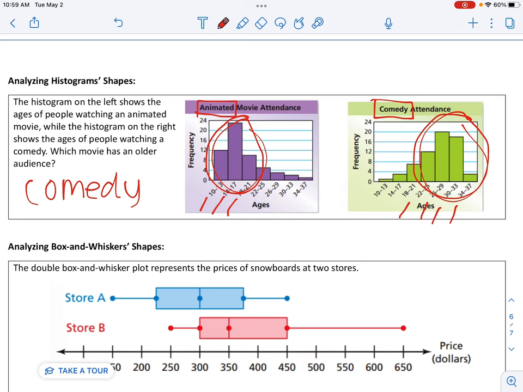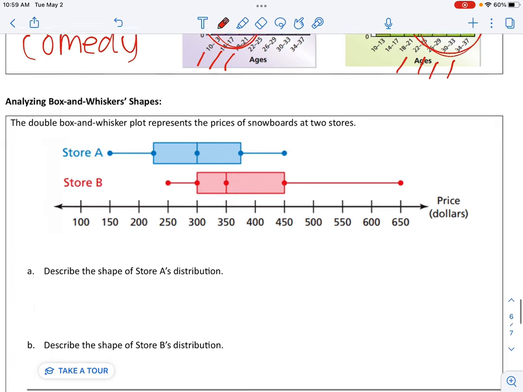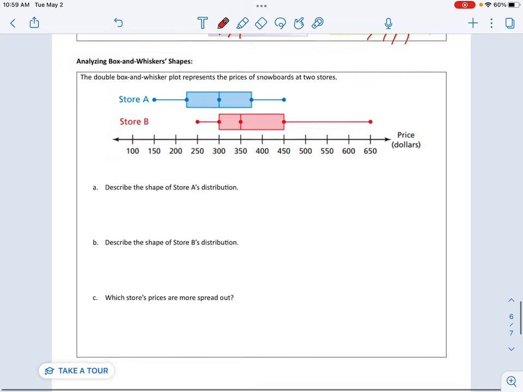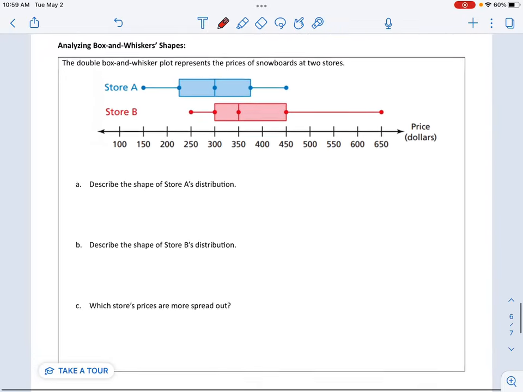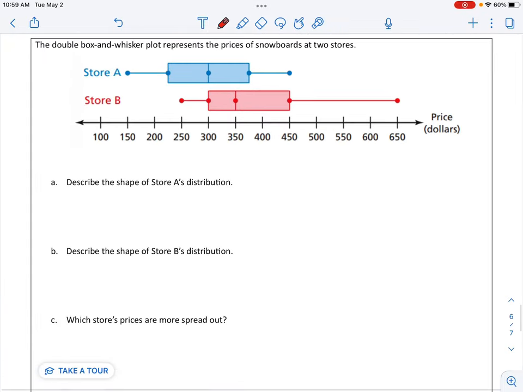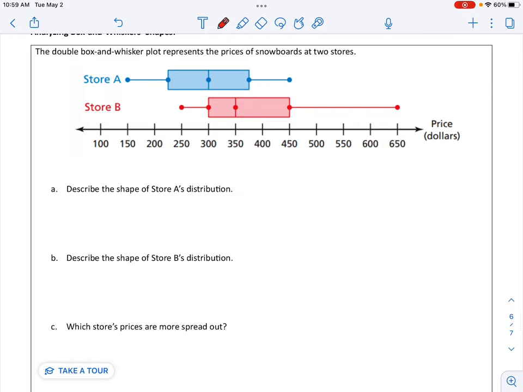Okay. All right. Last questions. The double box and whisker plot represents the prices of snowboards at 2 stores. Okay, so this first one, store A, second one is store B, and it's all the prices of snowboards at both stores. So the first question is, describe the shape of store A's distribution. So if we're looking at this right here, what do we think it is? Is it left skewed, symmetric, or right skewed?